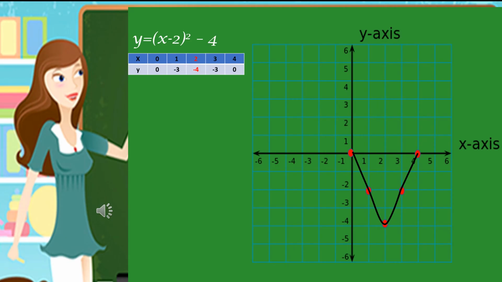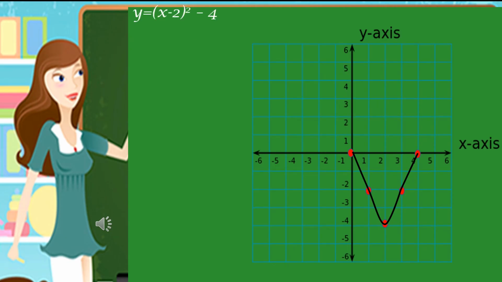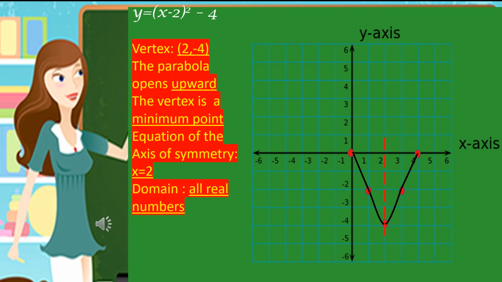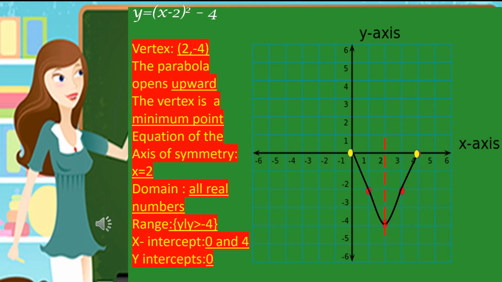Now that we have the graph, we can easily identify the vertex, which is (2, negative 4), the opening of the parabola, which is upward, so the vertex is the minimum point of the graph, then the axis of symmetry, which is the value of h, and it is 2. The domain is all real numbers and the range is y such that y is greater than or equal to negative 4. The x-intercepts are 0 and 4, and the y-intercept is 0.